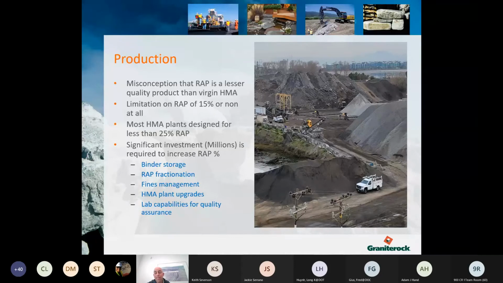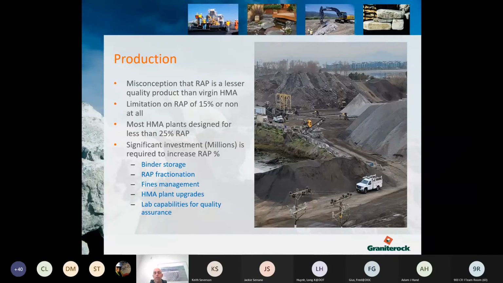The other thing that limits things is most HMA plants are designed for 25% RAP. So that run from where we are at 15% to get to 25% is not a big movement for most companies. But to get above 25% is a significant capital investment.